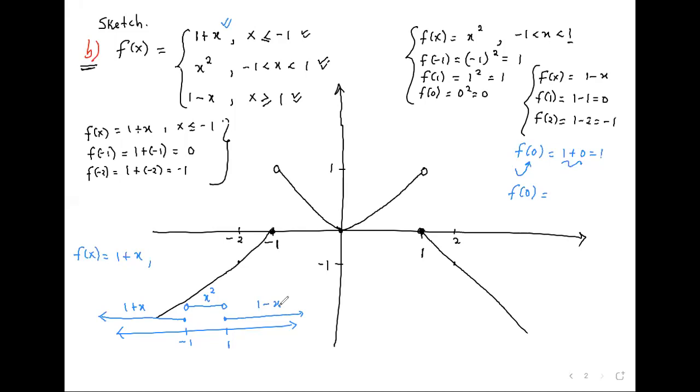So when I want to use 1 plus x, I come and pick numbers in this interval. When I want to use x squared, I come and pick numbers in this interval. When I want to use 1 minus x, I come and pick numbers in this interval. That is how the function covers the whole real line. Does it make sense? Yes.